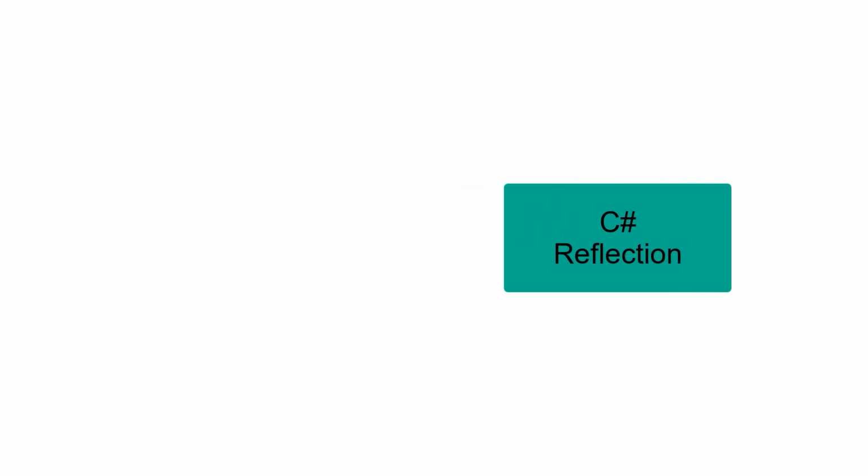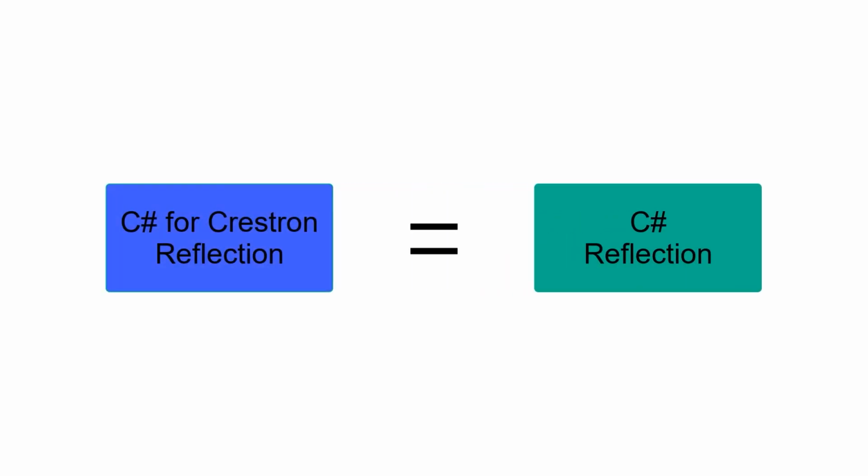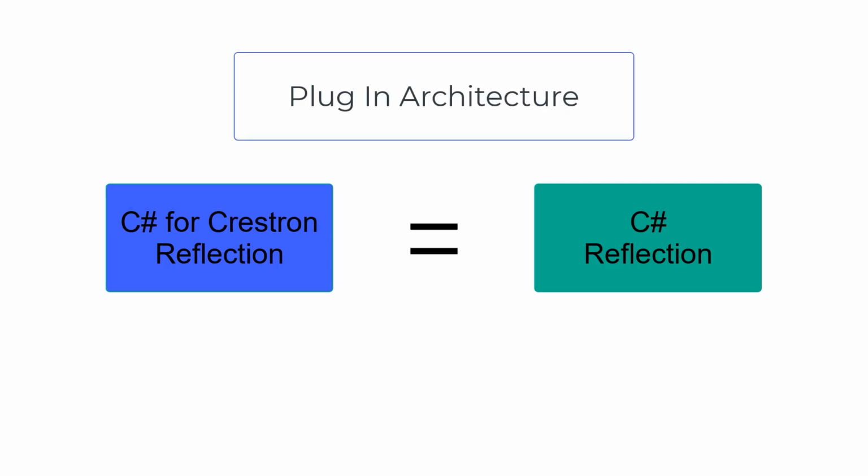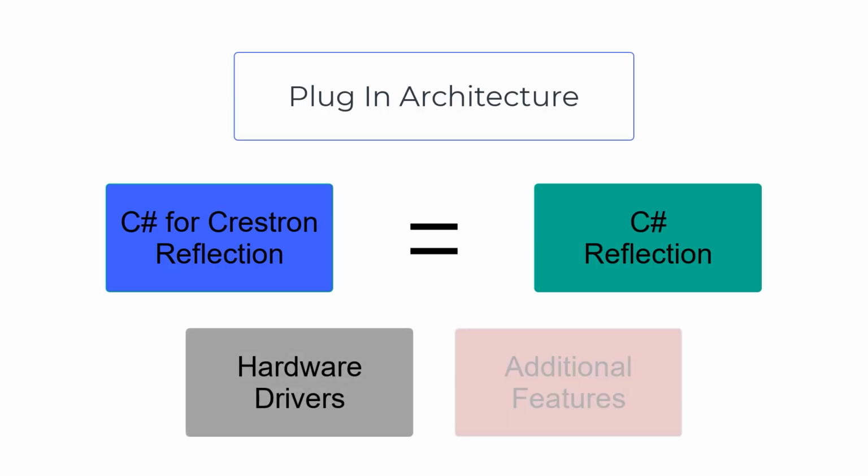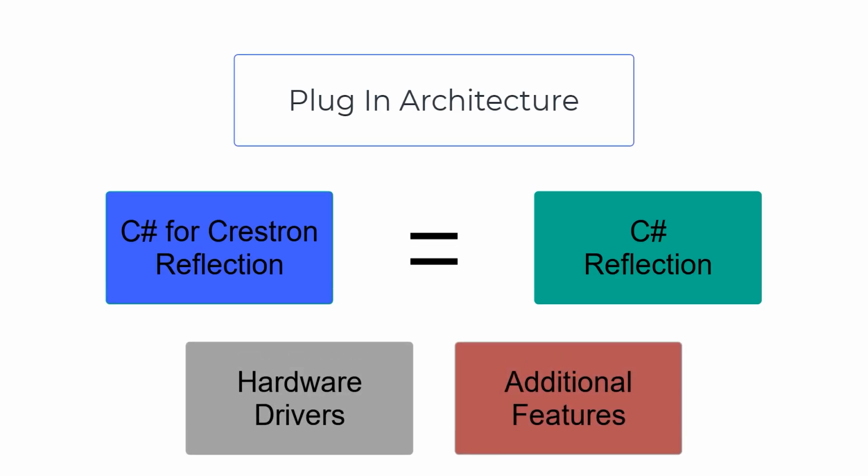Reflection in Crestron programming is identical to C# reflection. We can leverage a plugin architecture to increase the flexibility of your programming by leveraging it for drivers, as well as additional functionality that can be added at runtime. The example code is available for download.